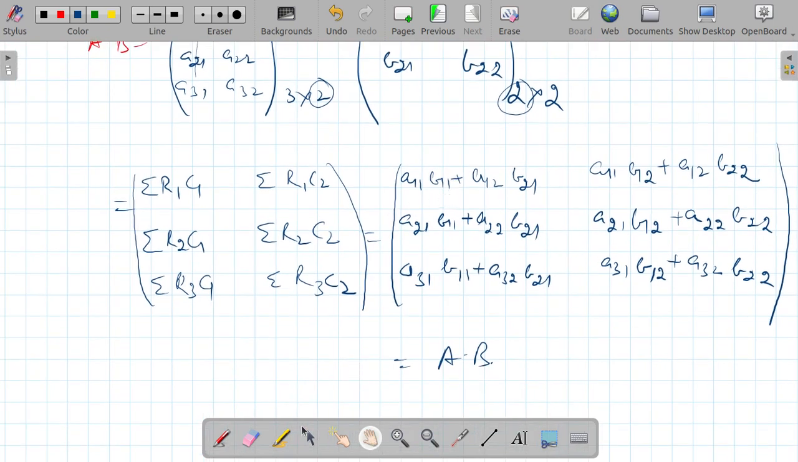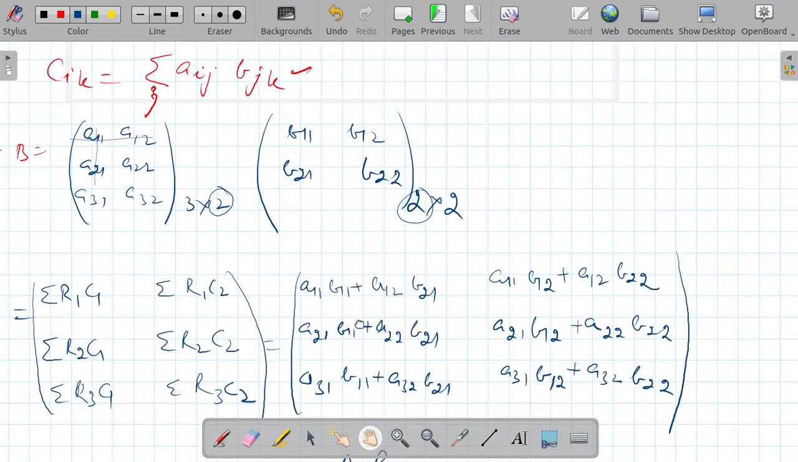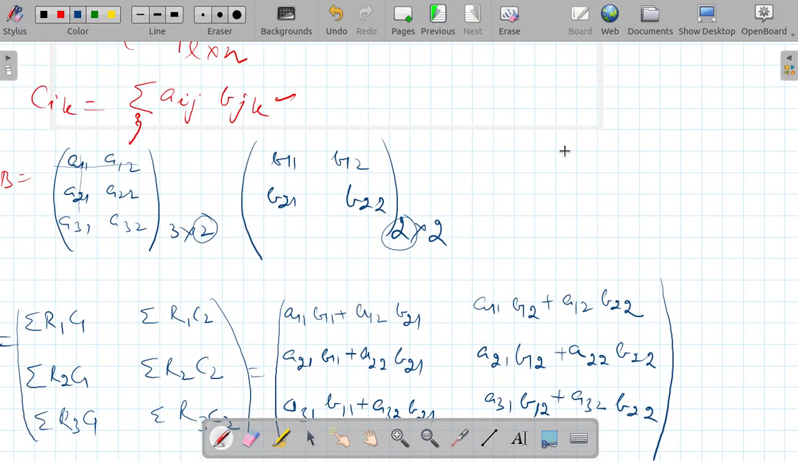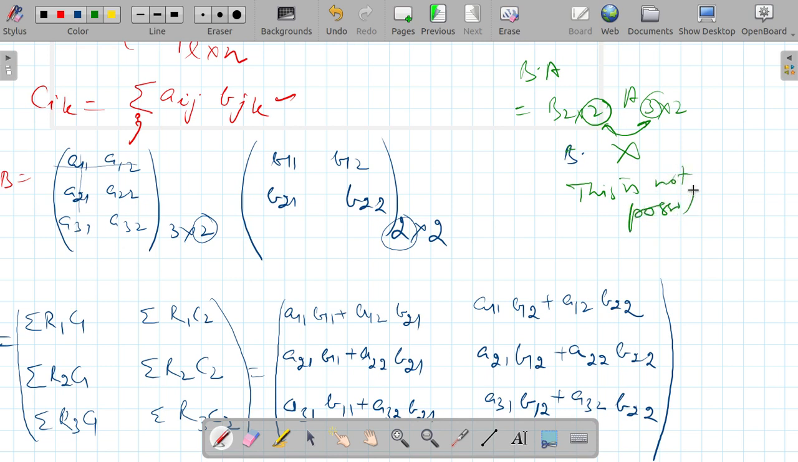And similarly, if I try to find out B dot A, now B is a 2 by 2 matrix and A is a 3 by 2 matrix. So the number of columns in the first is not equal to the number of rows in the second. That means this is not possible. And from all these things we can arrive at the conclusion that A dot B is not equal to B dot A in the case of matrices, right? So we will use this idea later on.